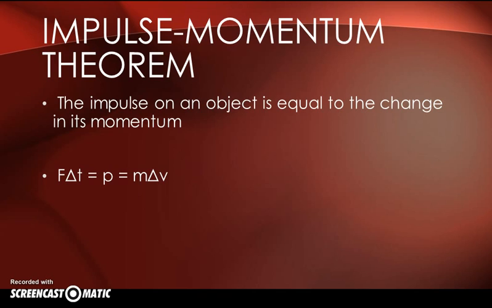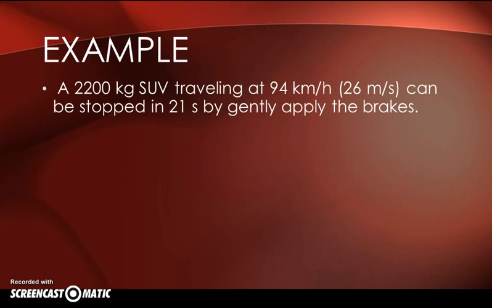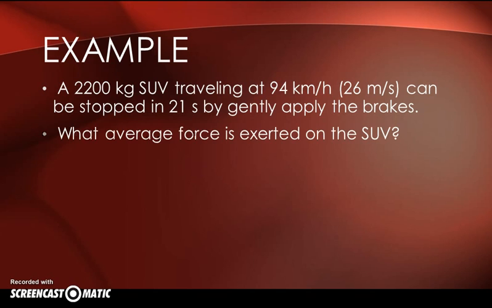Now let me show you an example of how we're going to use this. Let's say a 2,200 kilogram SUV is traveling at 94 kilometers per hour. That's about 26 meters per second. It can be stopped in 21 seconds by gently applying the brakes. I want to know what's the average force that's exerted on the SUV.